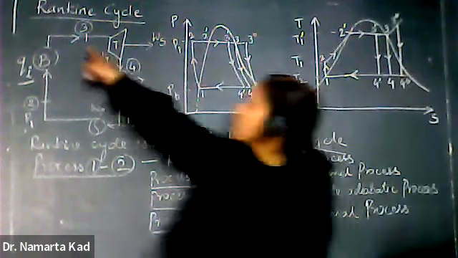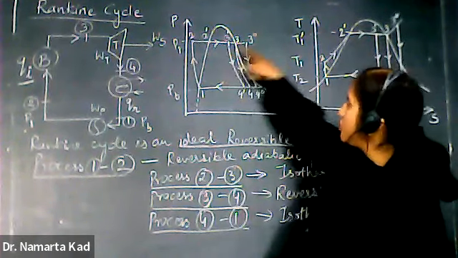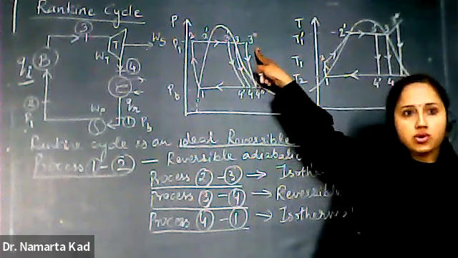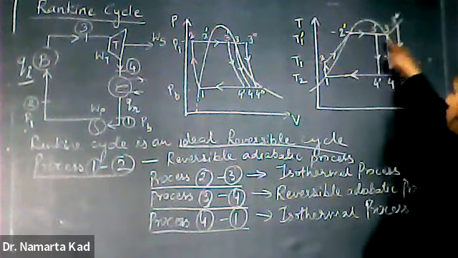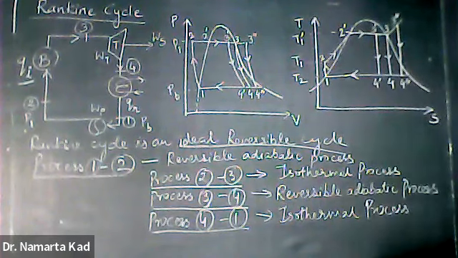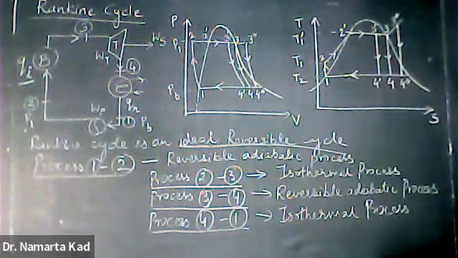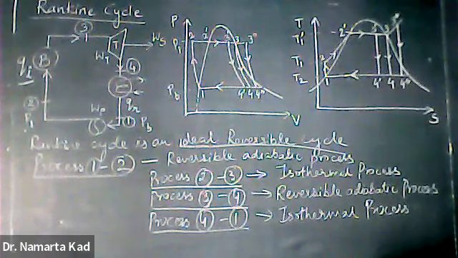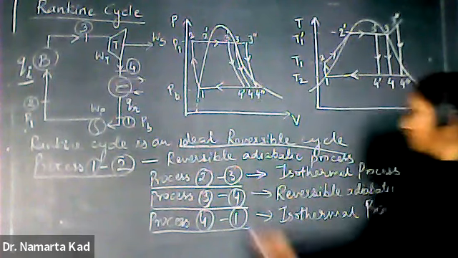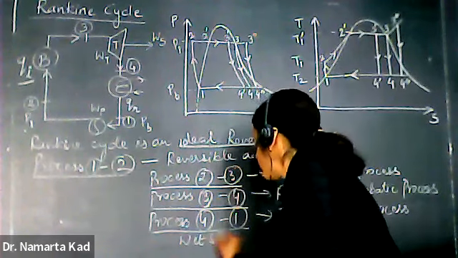So at this stage 3, the condition of the steam may be 3, 3 dash or 3 double dash. Similarly, as shown in this graph also, it may be 3, 3 dash or 3 double dash. And what are these? These are the quality of steam. There are different qualities of steam, like wet steam, dry saturated steam, or superheated steam.